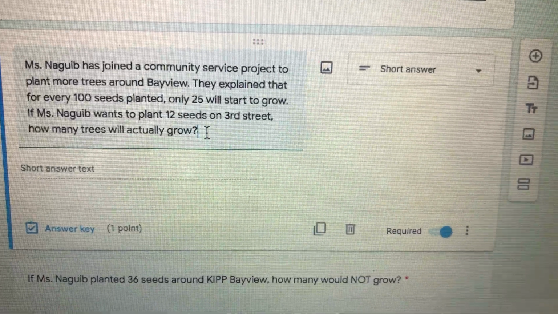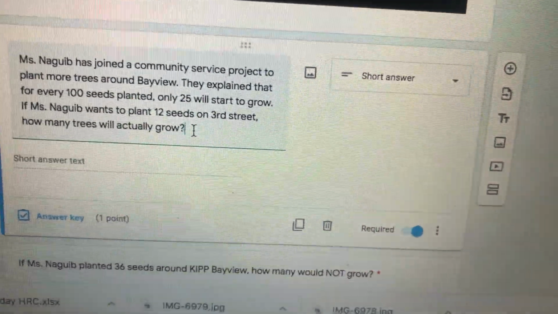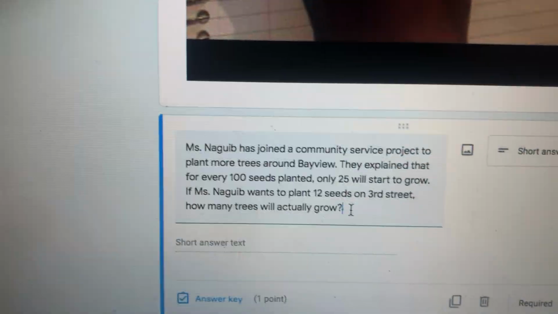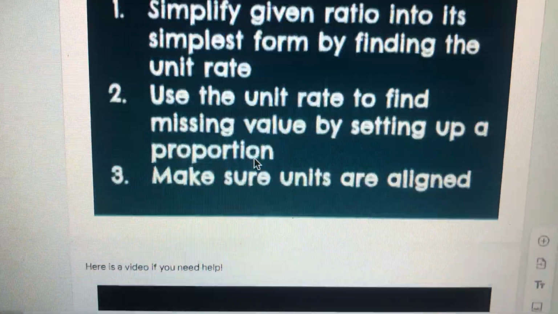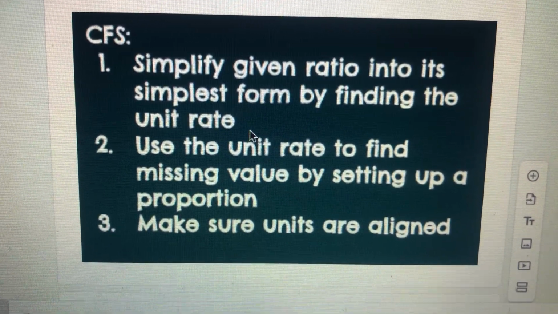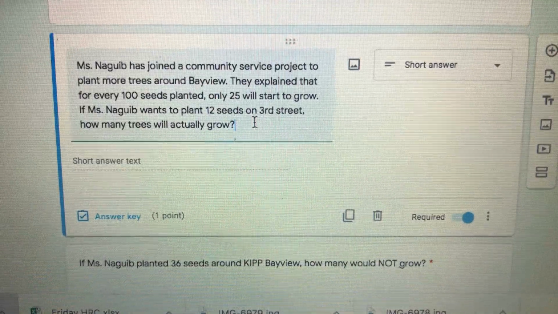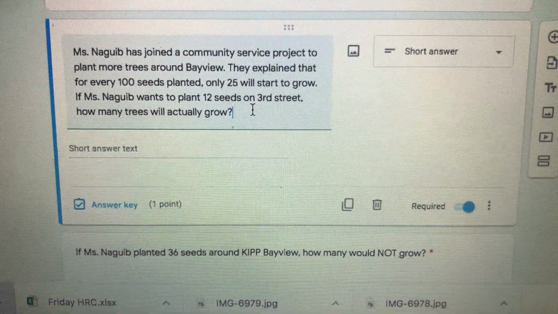Okay, so step number 1 in the CFS. When we get started here, we're actually going to follow these steps. So I'm going to put step number 1, and let's look at step number 1. Step number 1 says simplify the given ratio into its simplest form by finding the unit rate. Okay, so here we have our ratio.